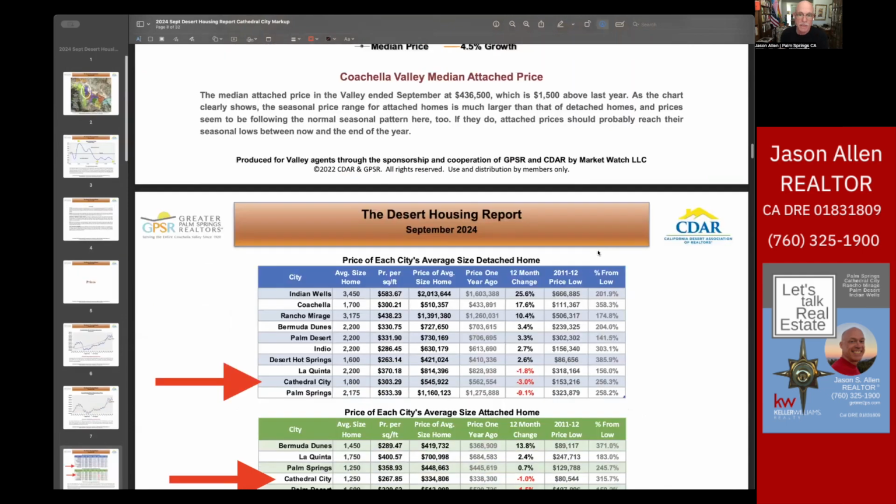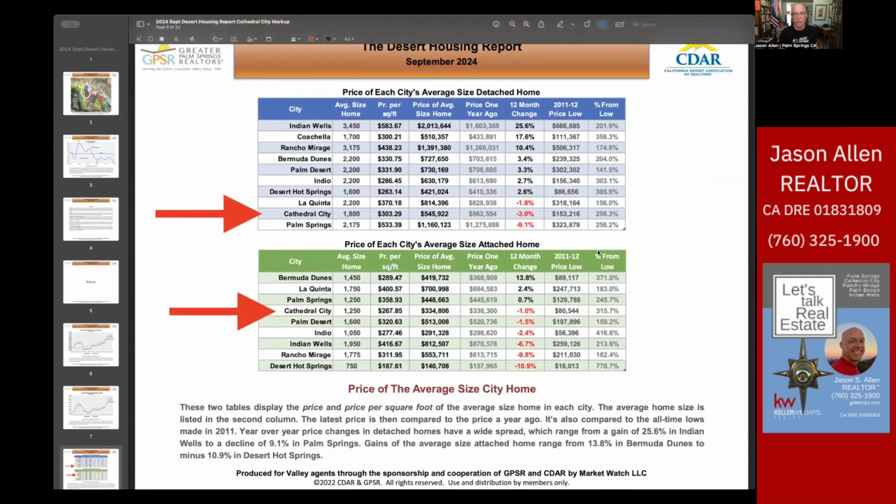Coming down here, now we're going to focus on Cathedral City today. And now we're looking at the averages. So again, the average is taking the total number, adding them all up, and then dividing that total number by the number that we started with. So if it's 100 homes that sold, we add up all the sales prices and then divide by 100 and come up with our average.